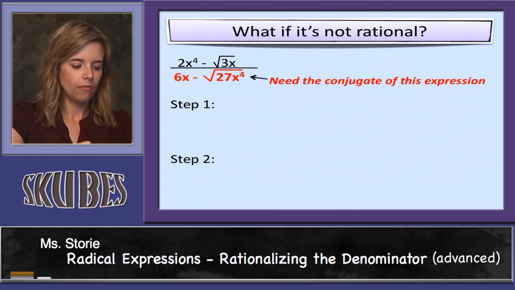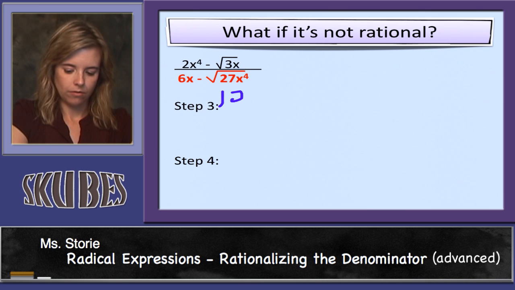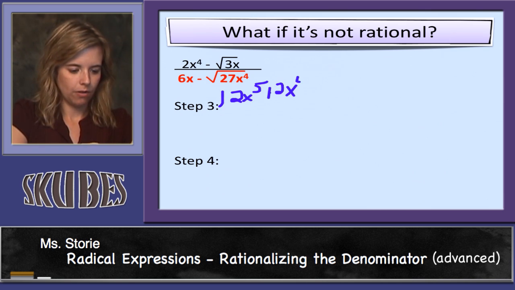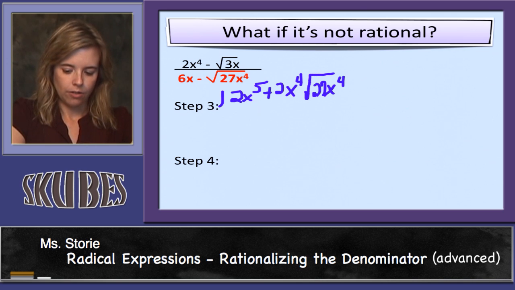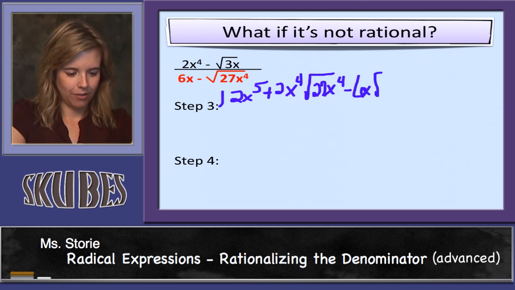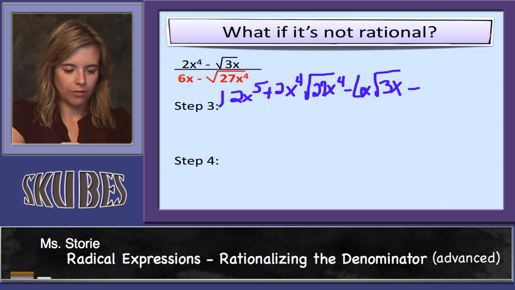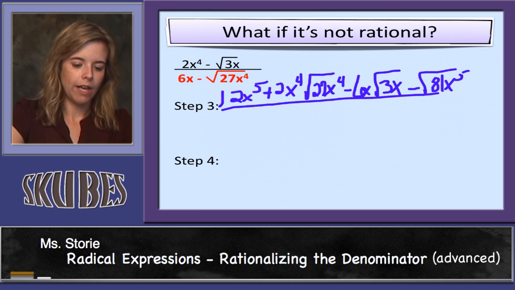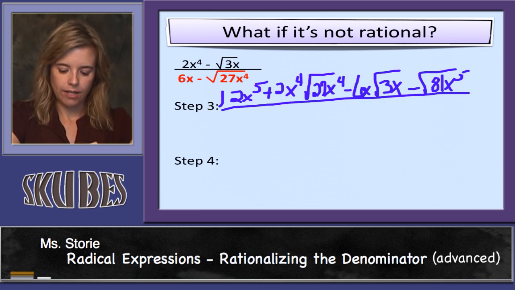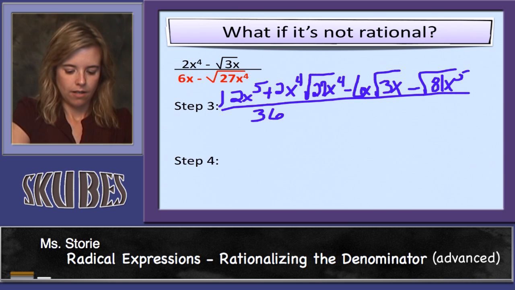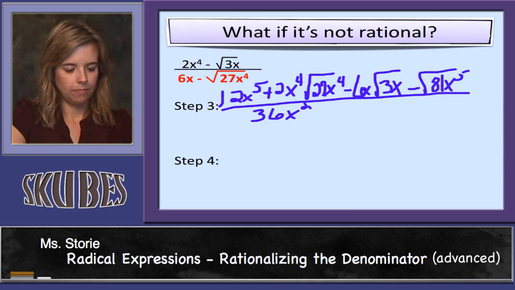So you're going to end up having 12x to the 5th plus 2x to the 4th, and then radical 27x to the 4th. Then you're going to subtract 6x radical 3x, and then subtract radical 81x to the 5th. Down on the bottom, the middle terms cancel out, so you actually end up with 36x squared minus 27x to the 4th.